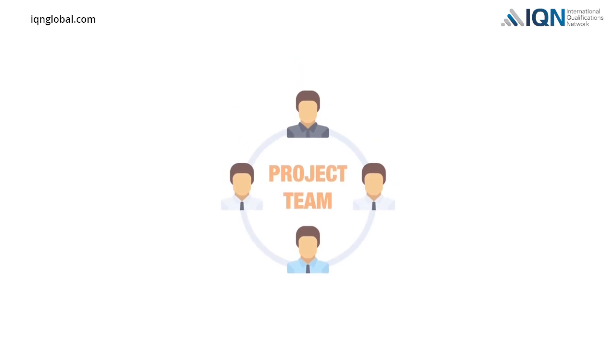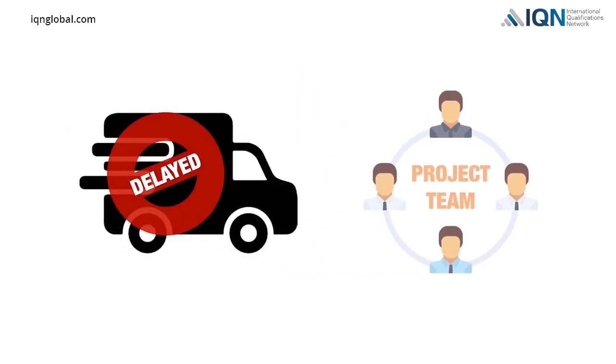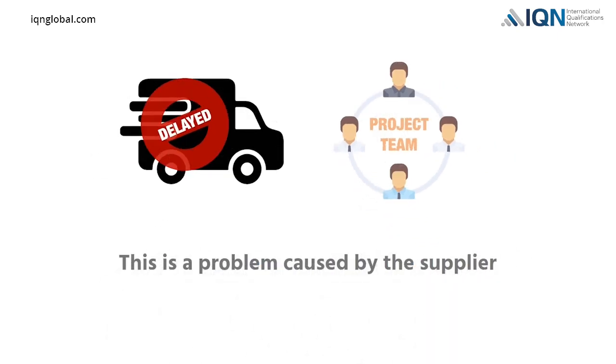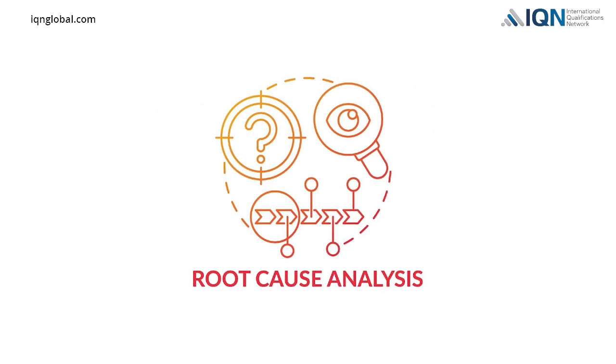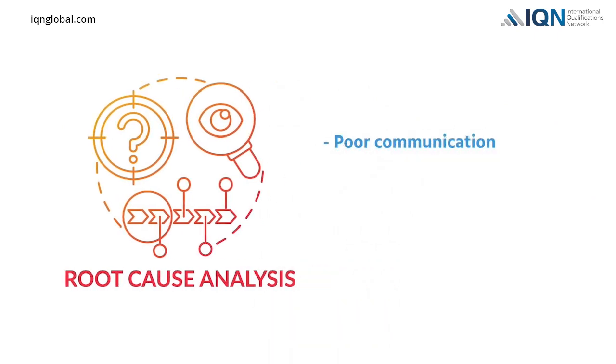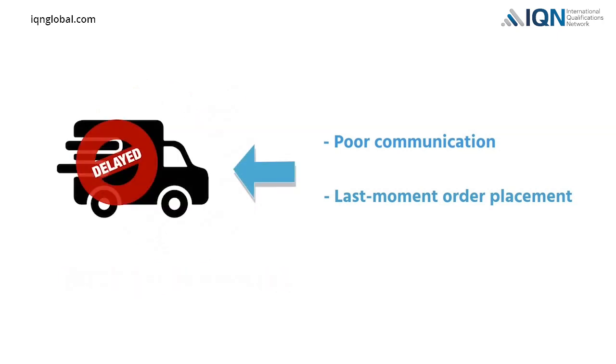If the project team frequently gets delayed delivery from a supplier, it may apparently seem that this is a problem caused by the supplier. However, a root cause analysis may reveal poor communication and last-moment order placement by the project procurement team, causing the frequently delayed delivery.